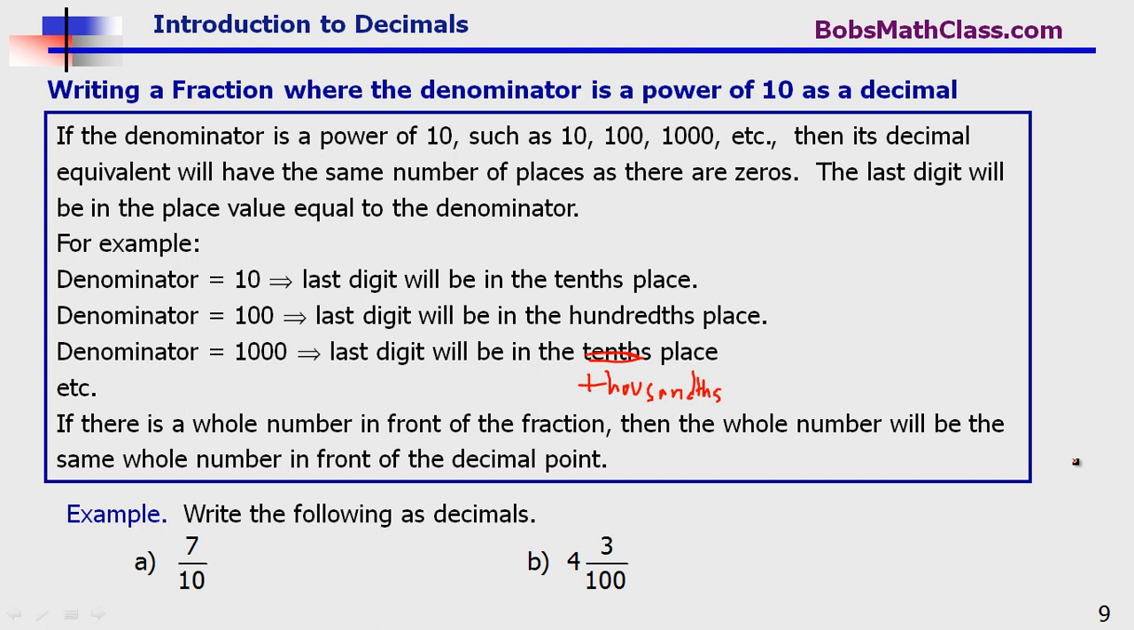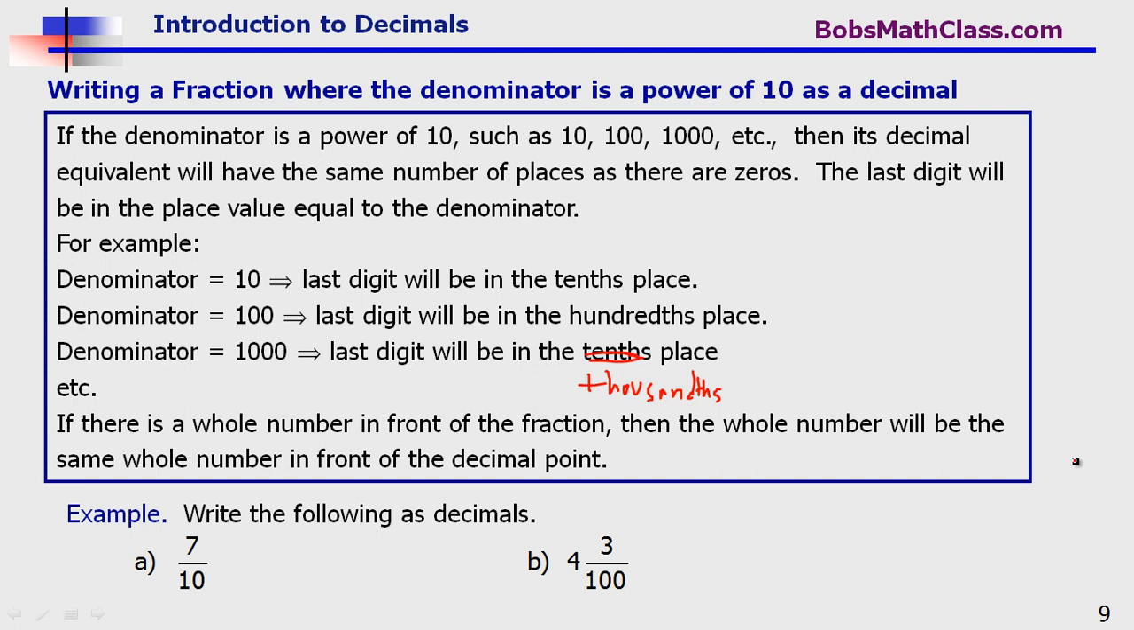So if the denominator is 1,000, then the last digit will be in the thousandths place. If there's a whole number in front of the fraction, then the whole number will be the same whole number in front of the decimal point.